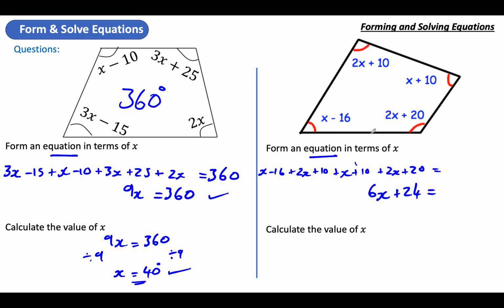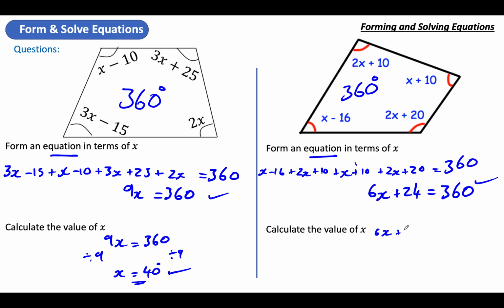Well, it's built into the question. Angles in a four-sided shape, a quadrilateral, equal 360. So when I add these angles up, they will equal 360. It's built into the question. If you don't get that, go back and watch it again. So there's my equation. Now calculate the value of x.